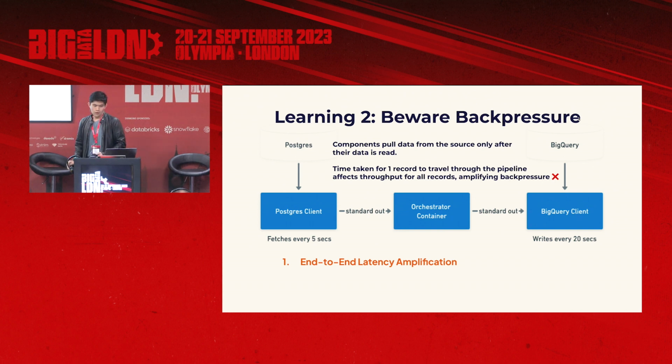So that means components now pull data from upstream only after their data is read, and that data is one record. That means the time taken for one record to travel through the pipeline affects all records, and you have backpressure amplification in a negative way. So you're backpressuring too much, essentially. I gave it a fancy term. You have latency amplification. This is not what you want. You want the performance of each component to be isolated.